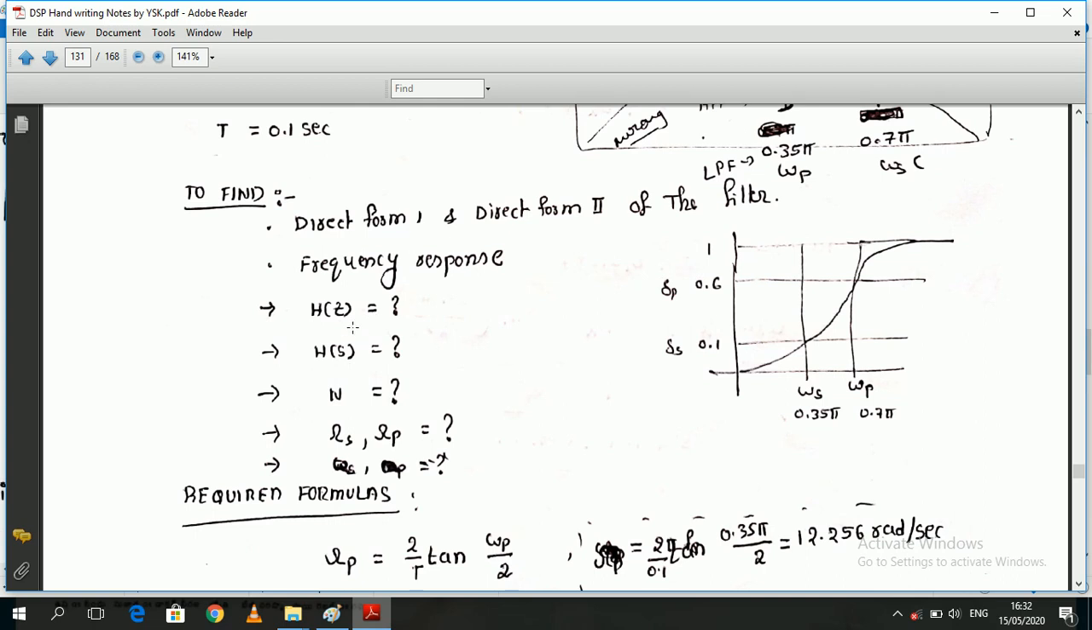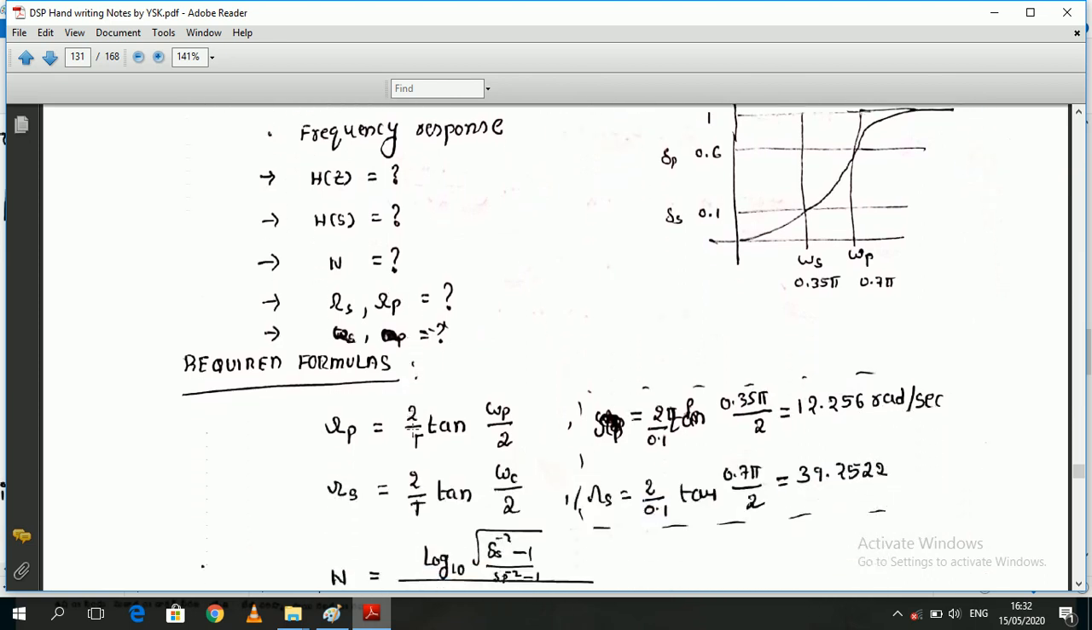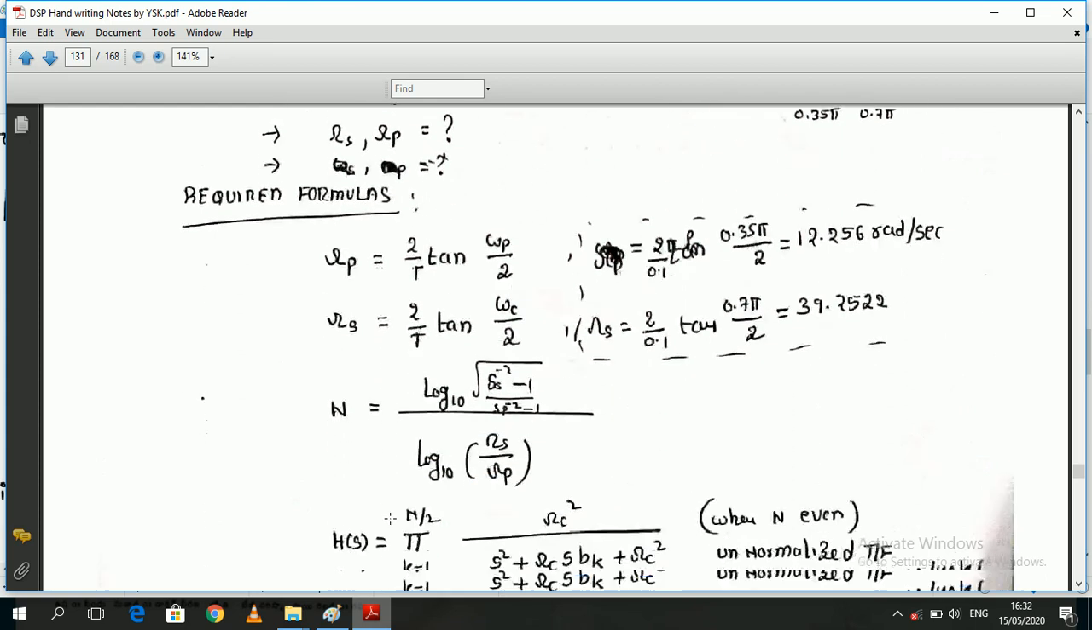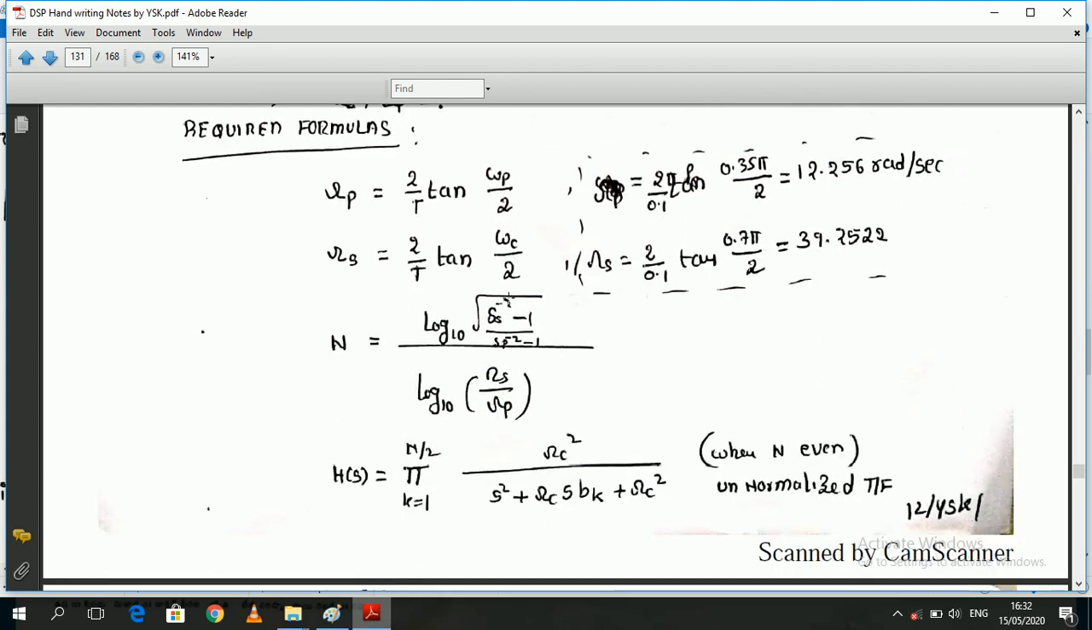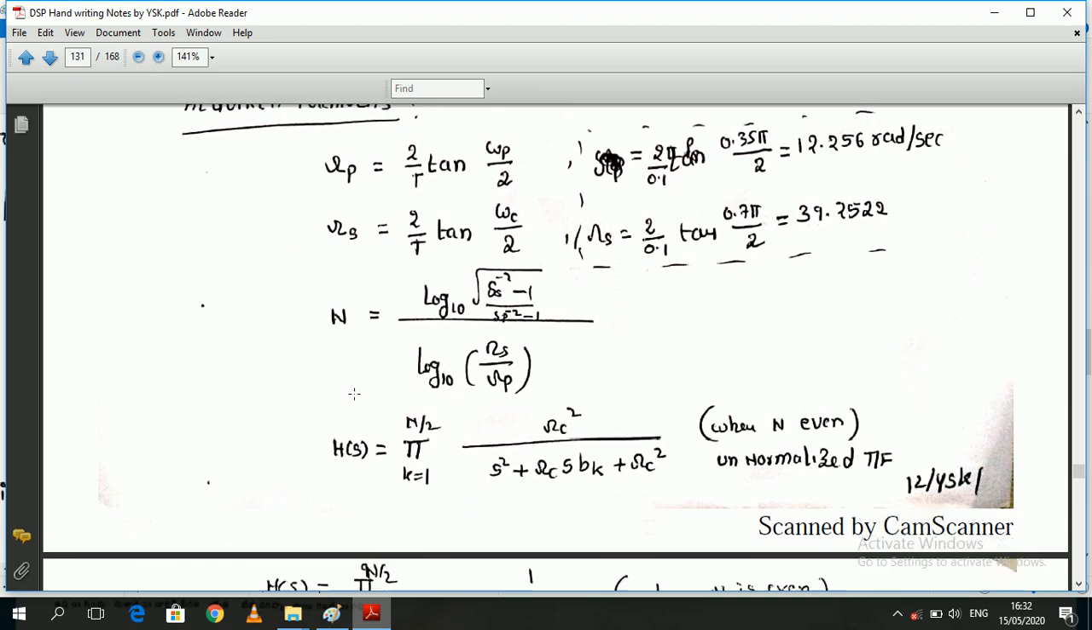So finally, to find out H(z), we want to find out H(s). To find out H(s), we need to find out the order N of the filter, and omega s and omega p, these values are also not known. So to find out those values, omega p equals 2 by T tan inverse of omega p by 2, so that we can easily find out omega p and omega s and substitute the values in N. This is the formula to find out the order of the filter. You know very well how you can find it out.